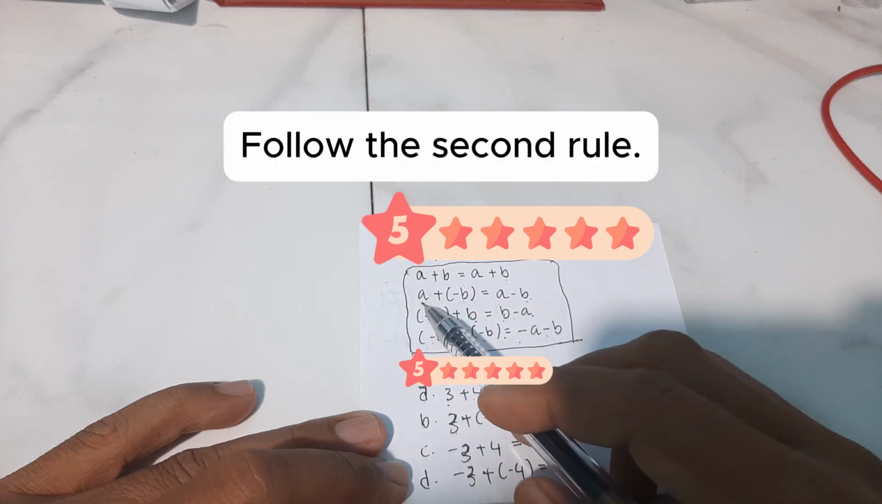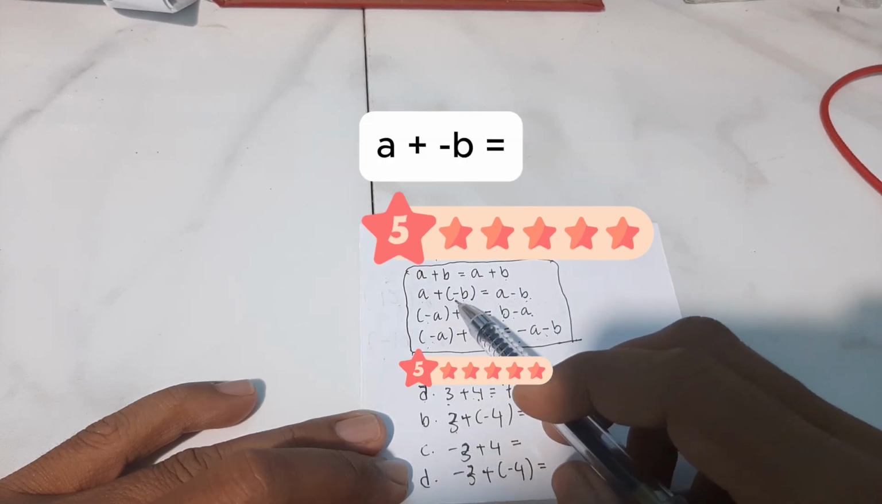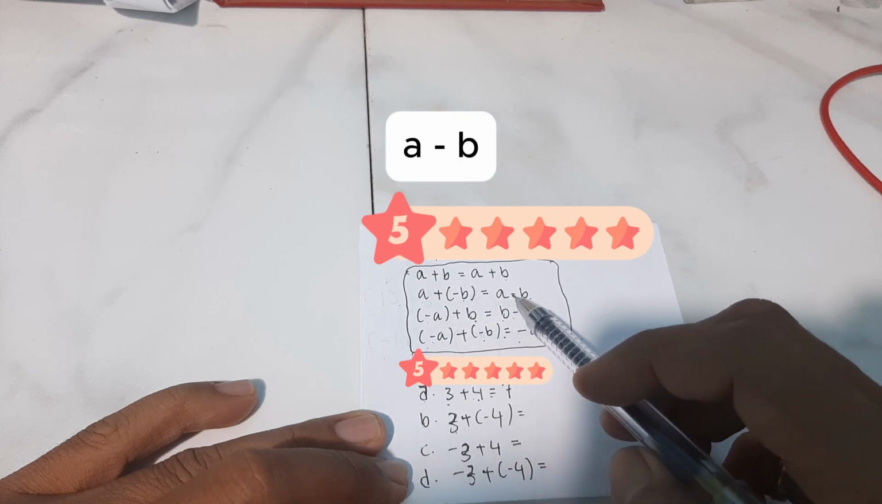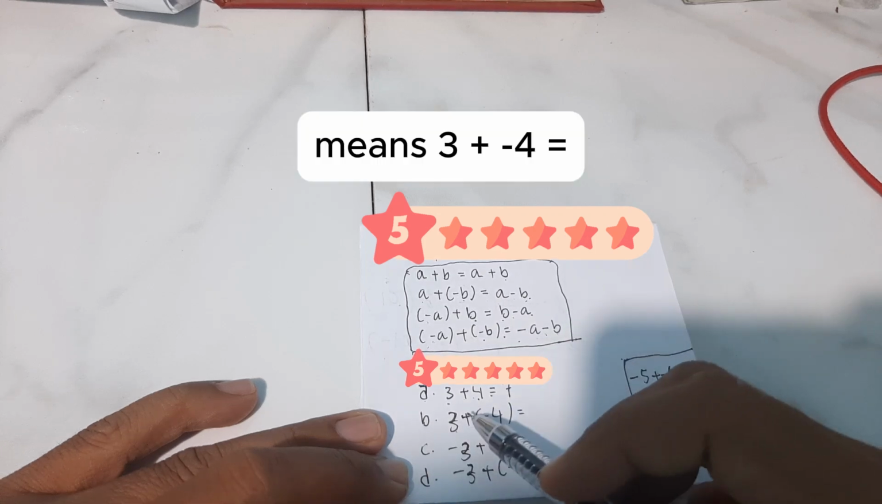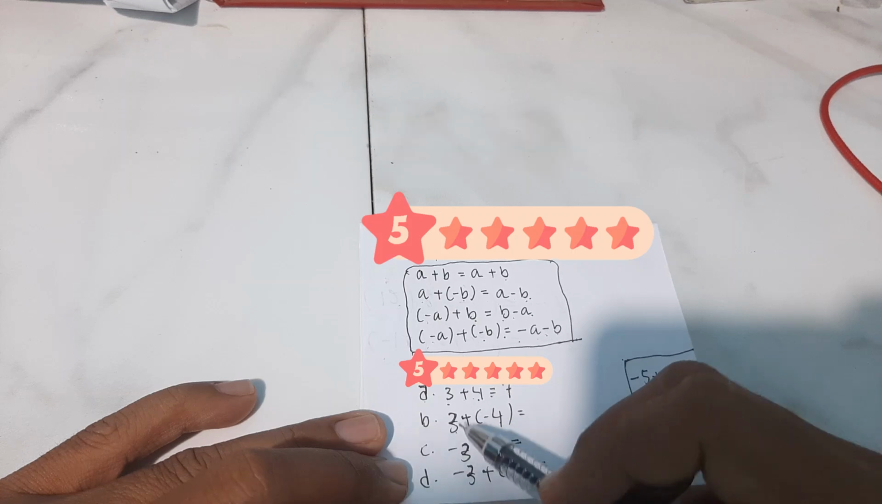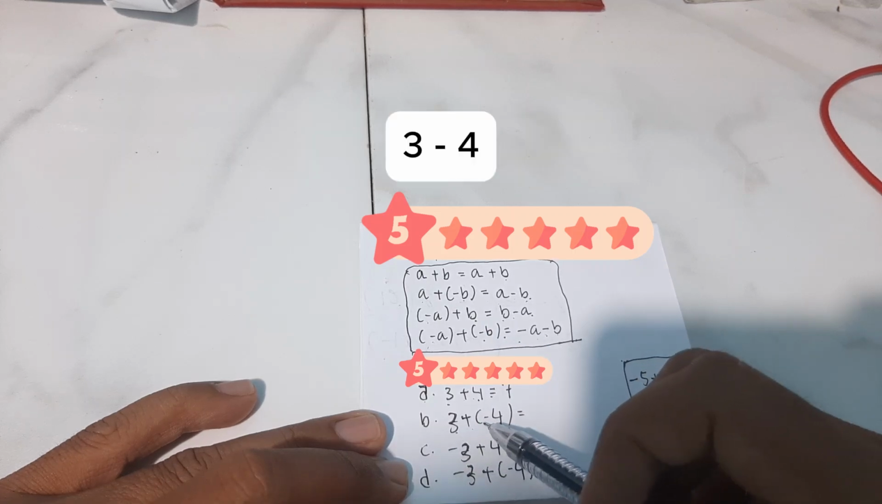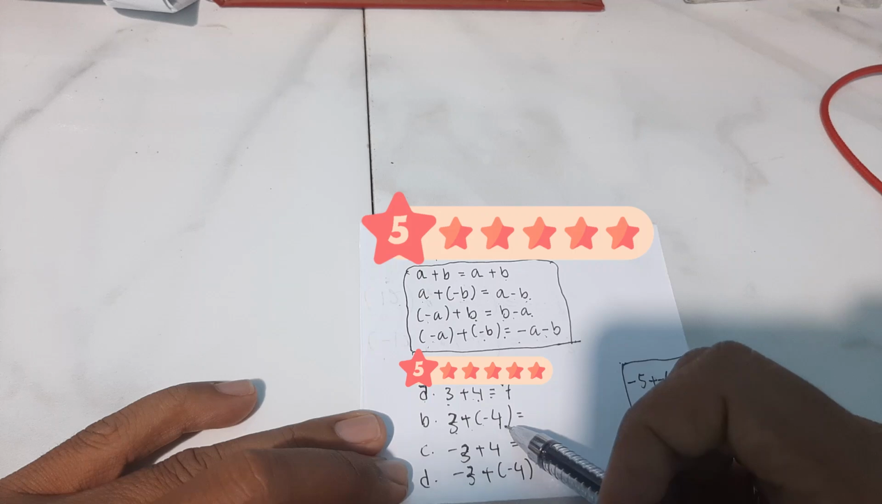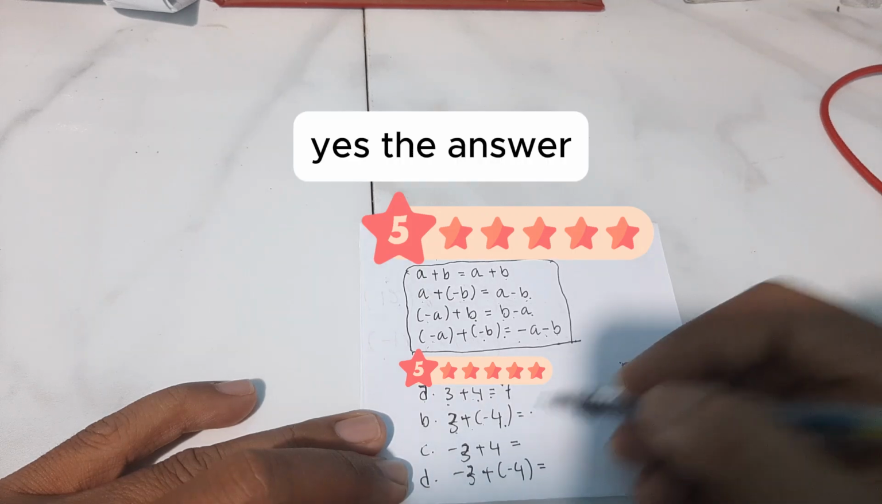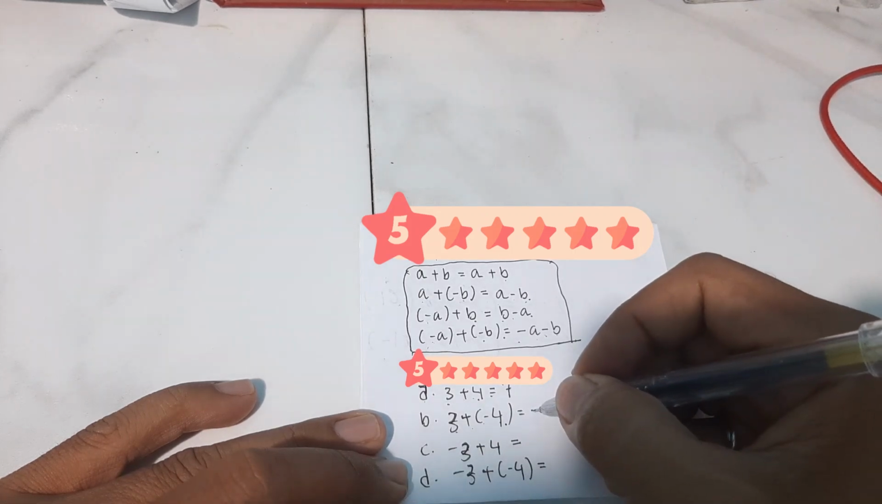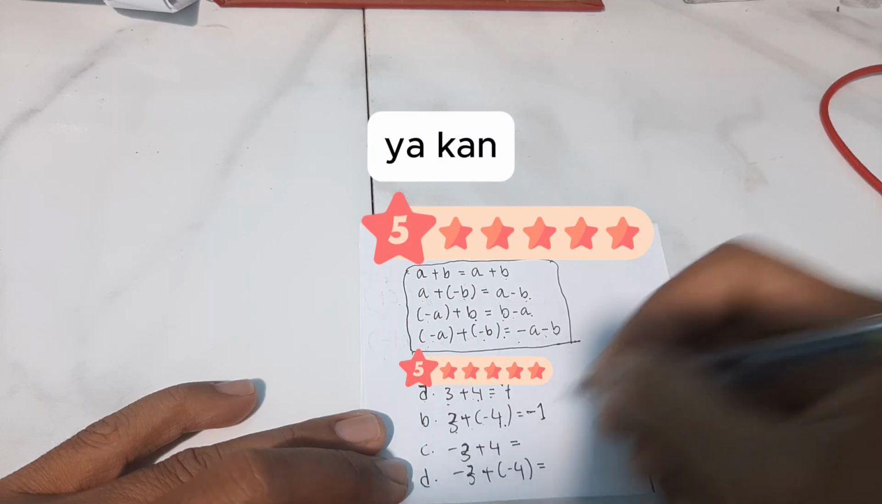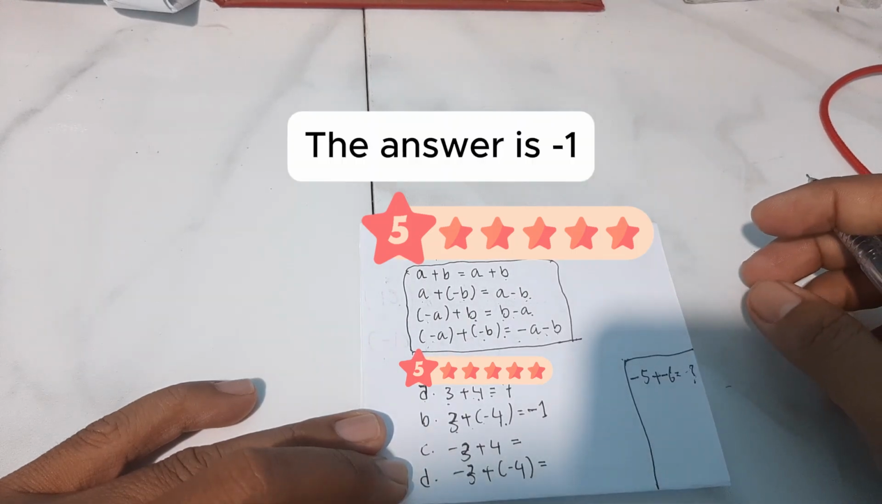Then 3 plus minus 4 equals. Follow the second rule: a plus b equals ab. It means 3 plus minus 4 equals, the same as 3 minus 4. How many, brothers and sisters? Yes, the answer is -1.